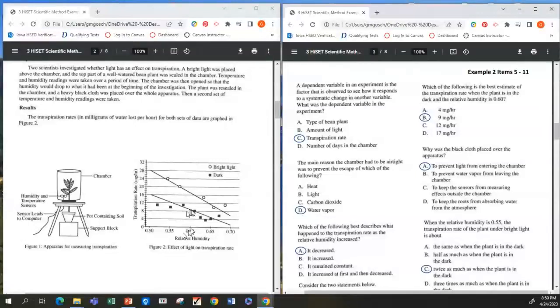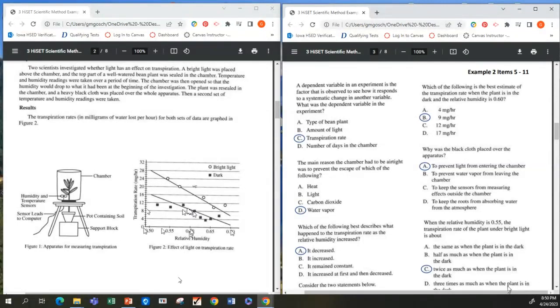Why was the black cloth placed over the apparatus? The first answer there, I think you can see, is to prevent light from entering the chamber in order to create these two different data sets here. And I'm just having a very hard time with the mouse here.